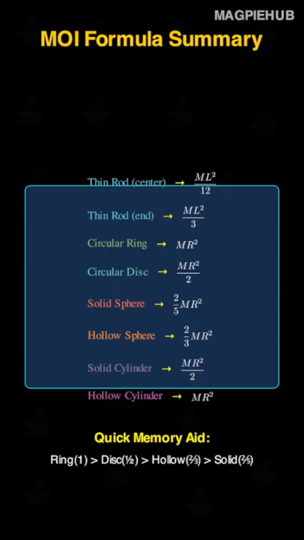Quick memory aid for the coefficient order. Ring is 1. Disk is 1/2. Hollow sphere is 2/3. Solid sphere is 2/5. As mass concentrates toward the axis, the coefficient decreases.